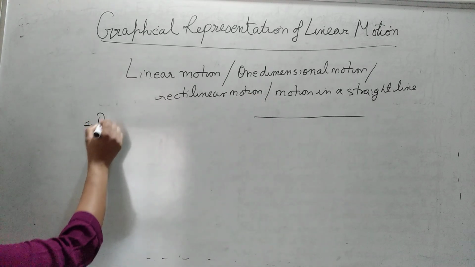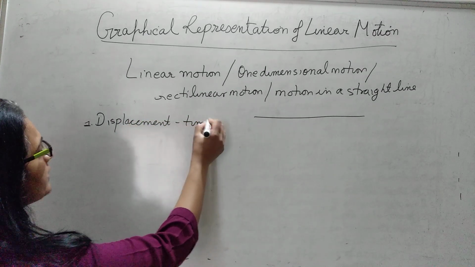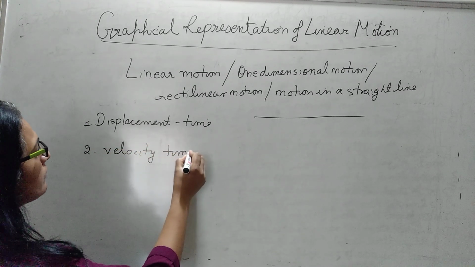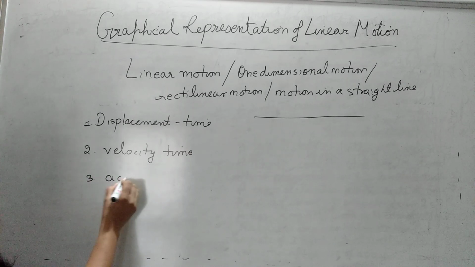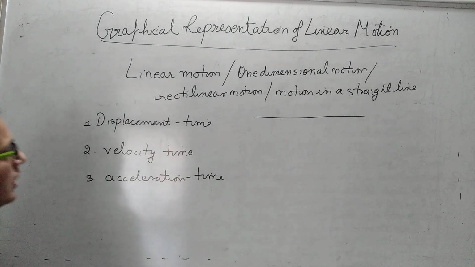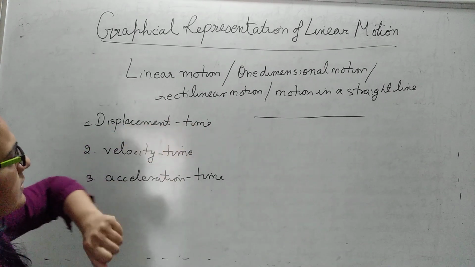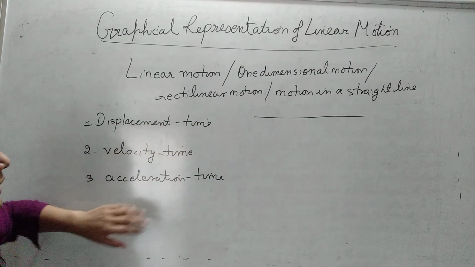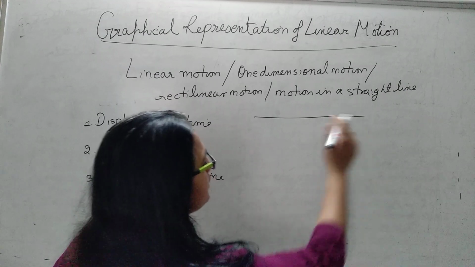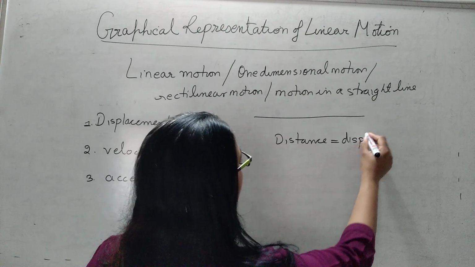Now, what type of graphs will we be studying? We will be studying the displacement time graph, the velocity time graph, and the acceleration time graph. Now you must be wondering why I have written displacement time and not distance time, velocity time, not speed time. It is because for one-dimensional motion, distance and displacement is always same.